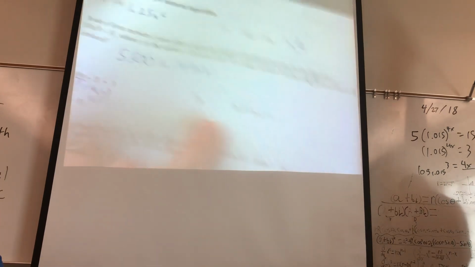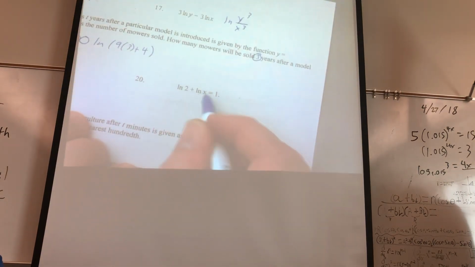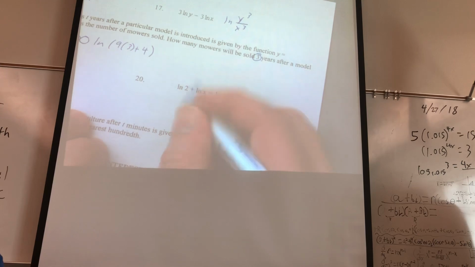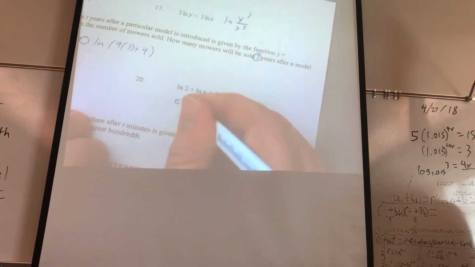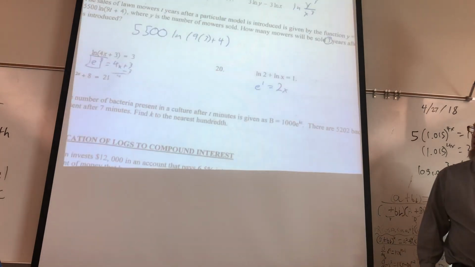On this one, we're plus, so we're multiplying. That's a natural logarithm of 2x, so e to the 1st power equals 2x. Take e, divide it by 2.